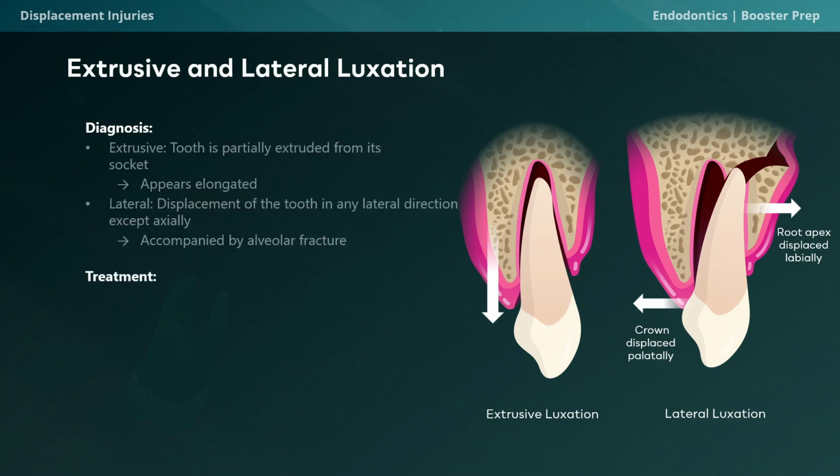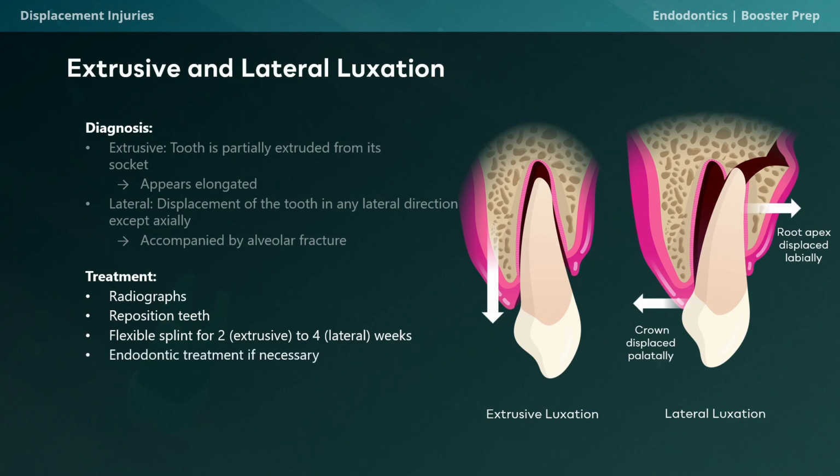As for the treatment, again, it starts with radiographs to assess the extent of displacement. The next step after that is to carefully reposition the tooth, followed by applying a physiological splint for stabilization. Now, since lateral luxation injuries typically involve a fracture of the bony housing as well, you'll want to splint the tooth for a longer period of time. And depending on the situation, endodontic therapy may be necessary, especially for mature teeth. In cases with open apices, observation for revascularization is also an option.